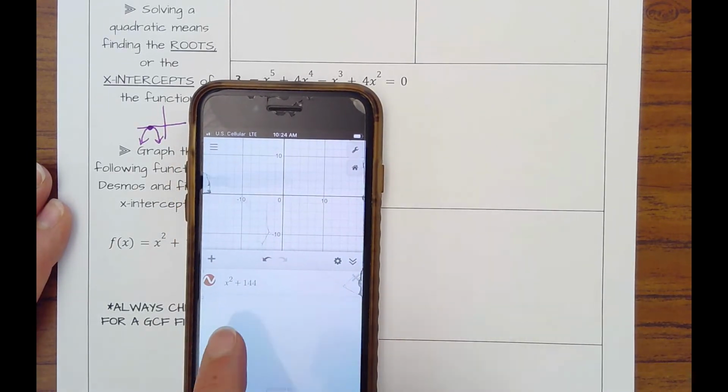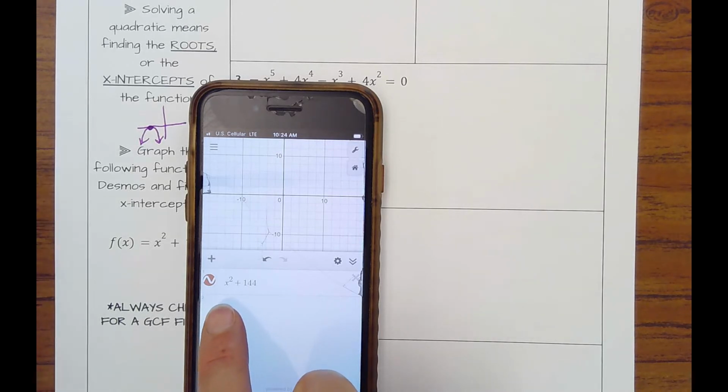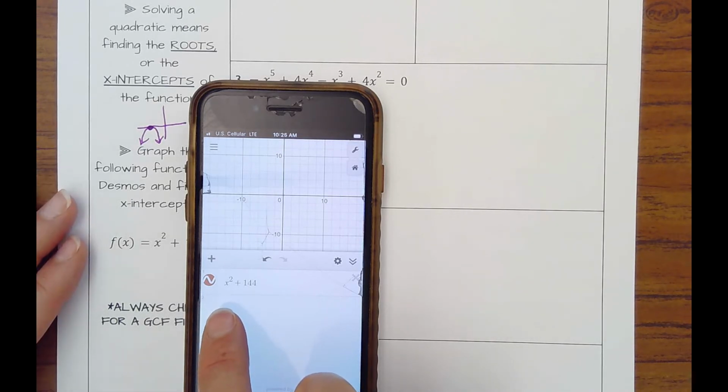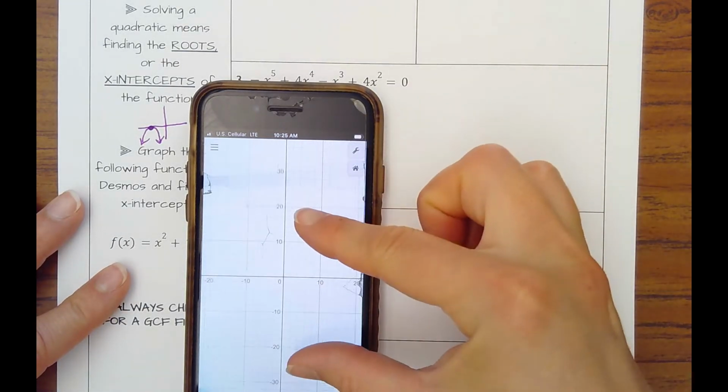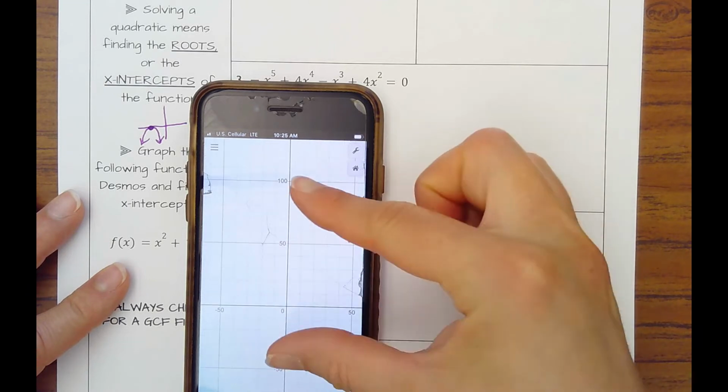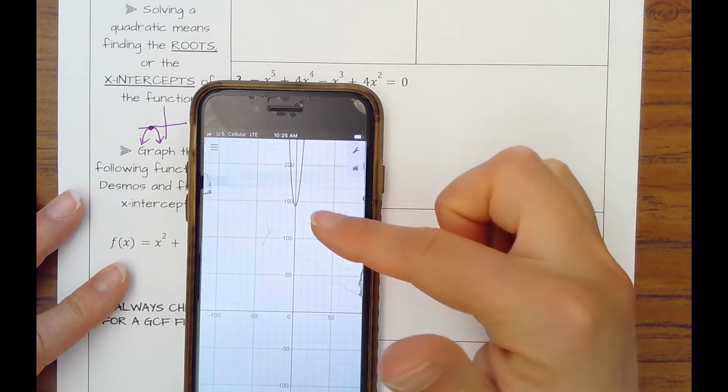So you see that I put in x squared plus 144. You should know the a term is positive, so it will open up. And I don't see it. And you're thinking, well, what the heck? Where did it go? So then I'm going to start zooming out and out and out, and there it is.